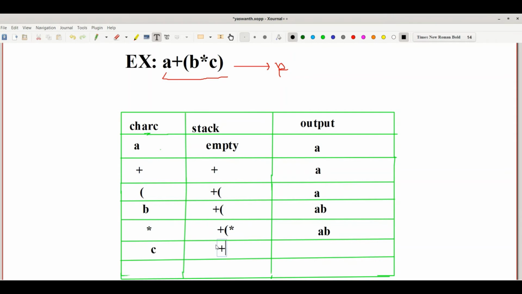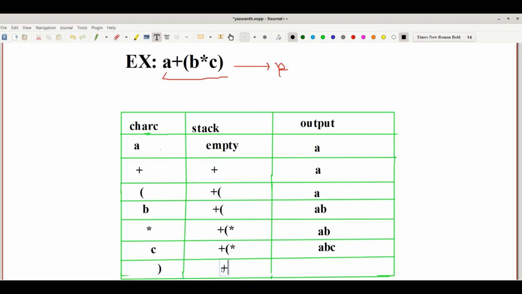Then what is our symbol? Symbols contain the same as it is. And what is the output now? As initially a, b is there, now c has come again. Okay, and the last character is a bracket, as the bracket is there here.